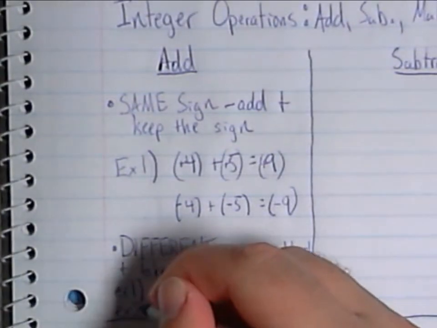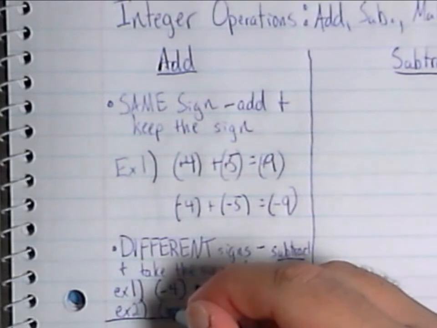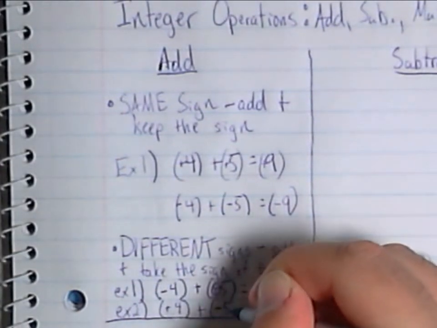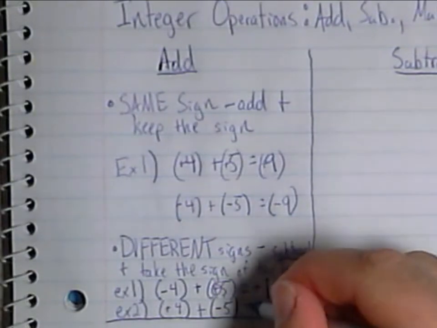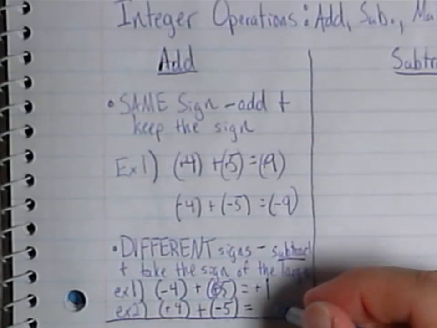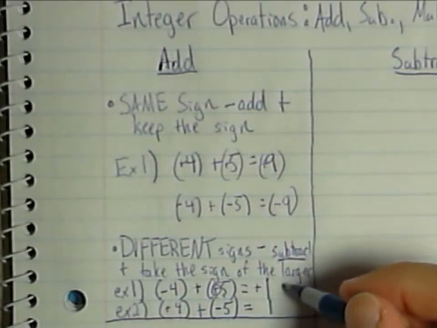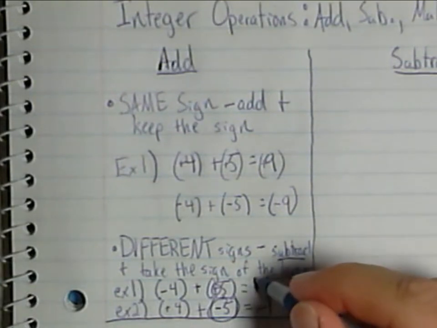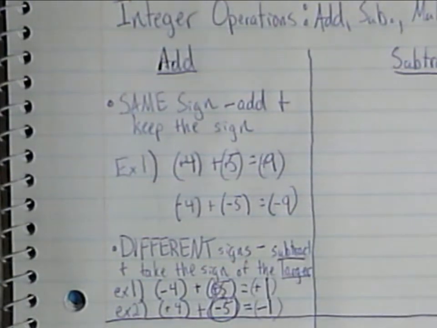Let's reverse those. Let's say in this problem I have a positive 4 and I add a negative 5 to that. Well, I do the same thing. I would subtract 4 from 5. I would get 1. And since the 5 is the larger number, its absolute value is larger, I would take that sign of the larger number. Therefore, it would be negative 1.